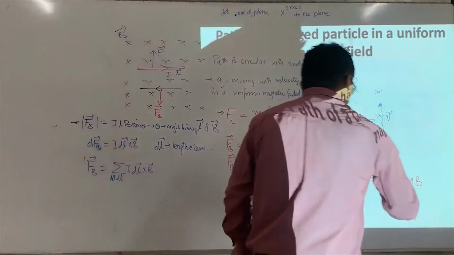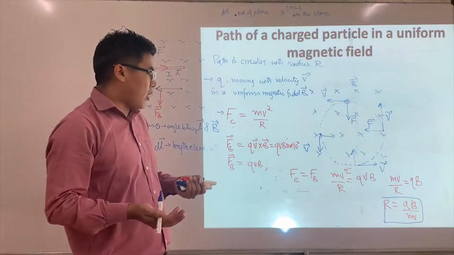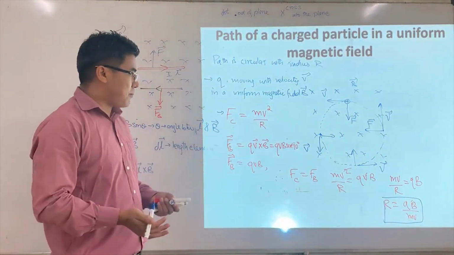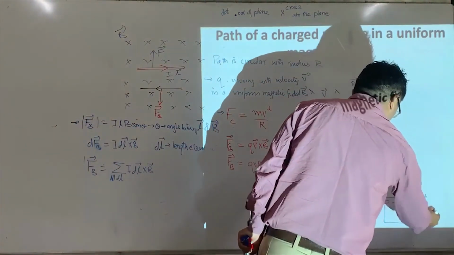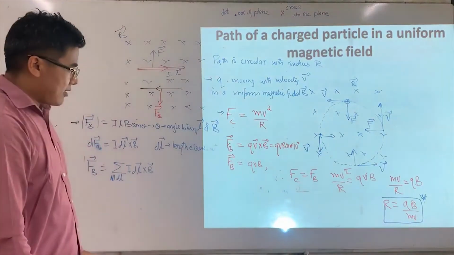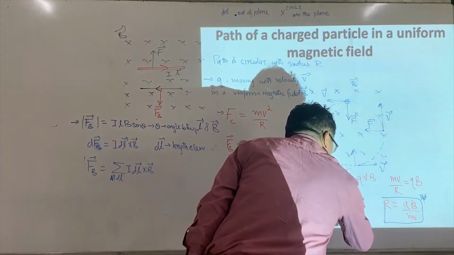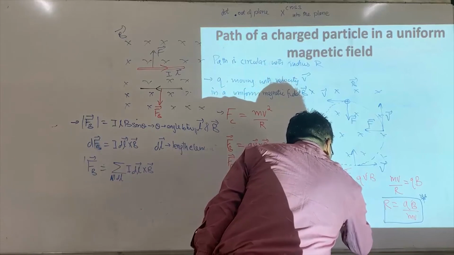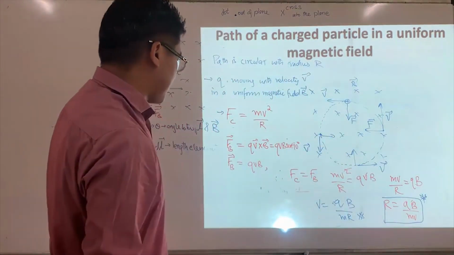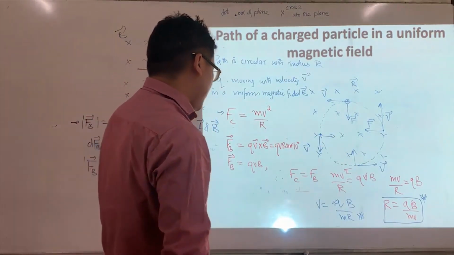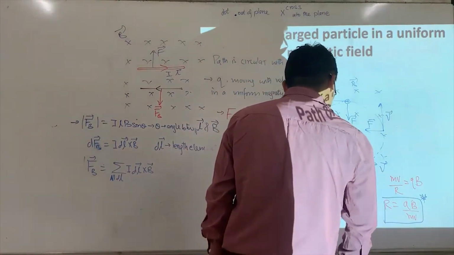So whenever we talk about a circular path, a circular path is defined by what we call a radius. Right? If the radius is big, the circle is big. If the radius is small, then the path is going to be small. So this is a very, very important equation, for the radius. And then velocity would be v is equal to qBR divided by m. This is the velocity.